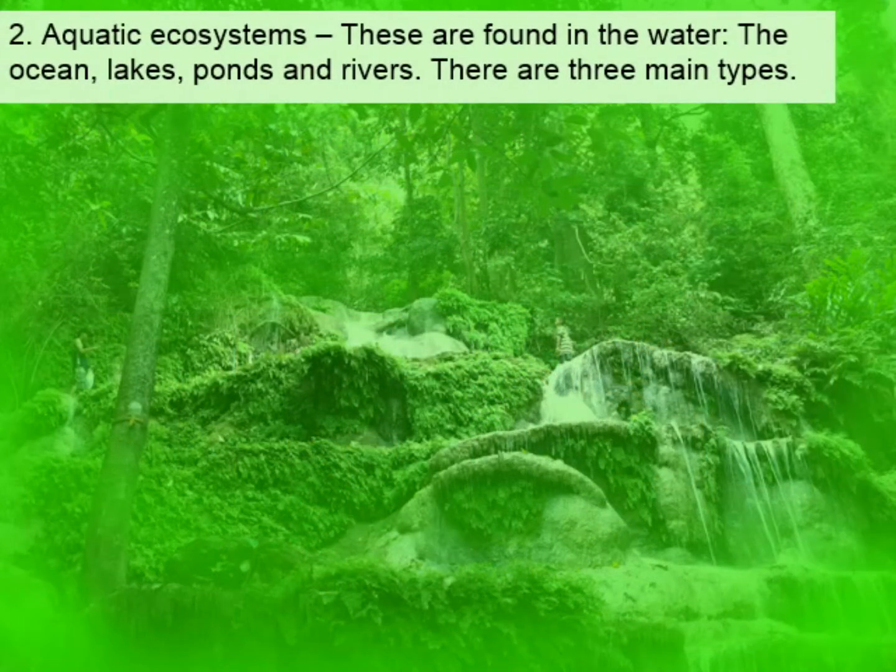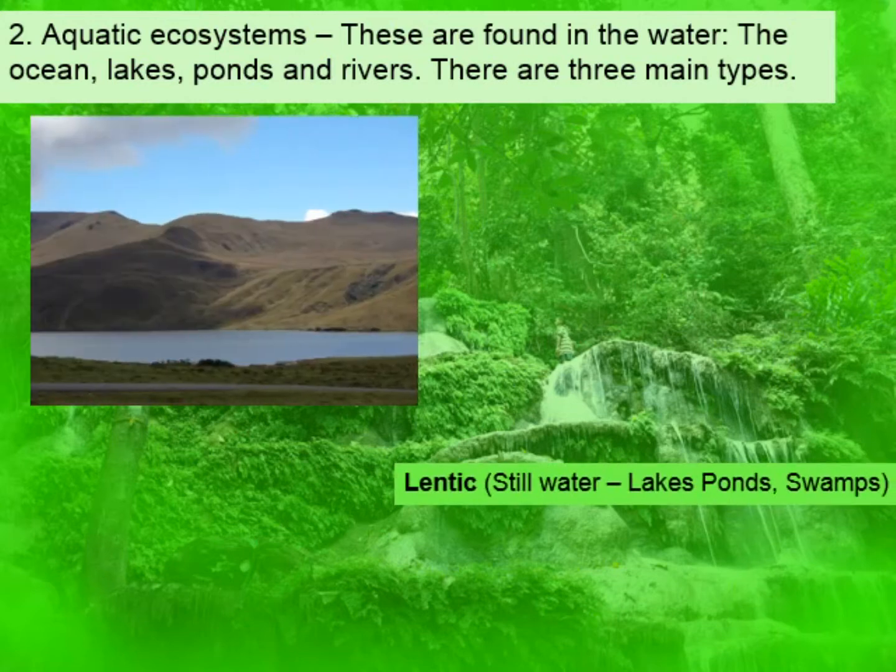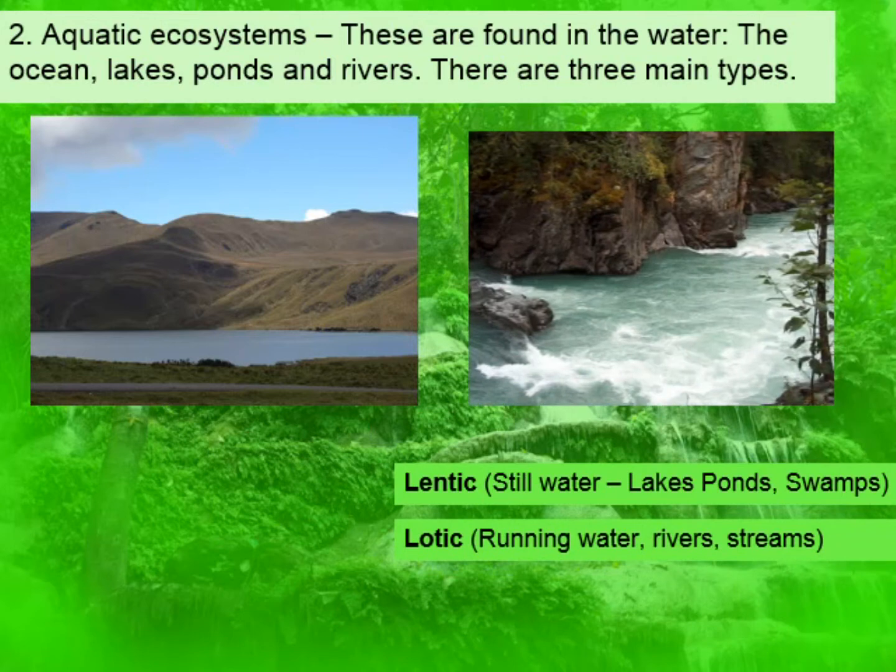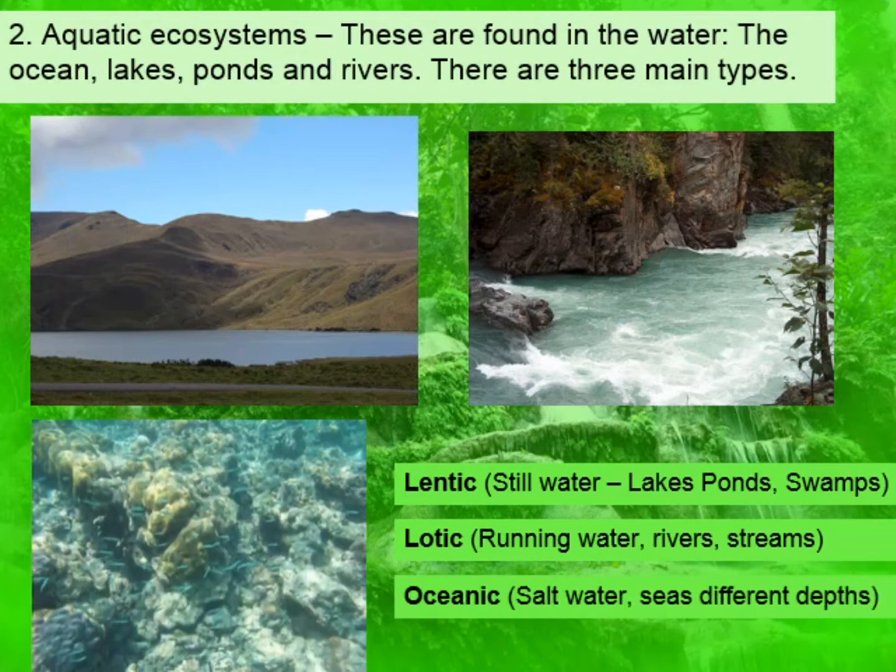So next we have aquatic ecosystems. Those are ecosystems that are found in water. And there are three main types of these too. I know we keep dividing and subdividing, and we will continue to do so. So the three main types are lentic ecosystems, which are still water. They are lake ecosystems. Lotic ecosystems, which are running water, rivers and streams. And then finally, of course, oceanic ecosystems, which are saltwater ecosystems, which are seas of different depths.